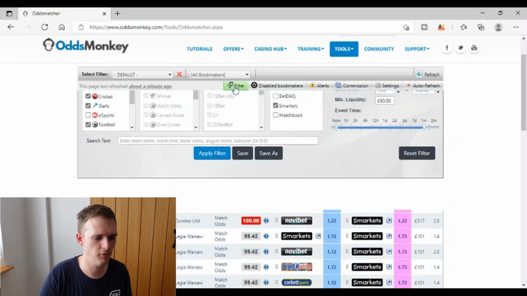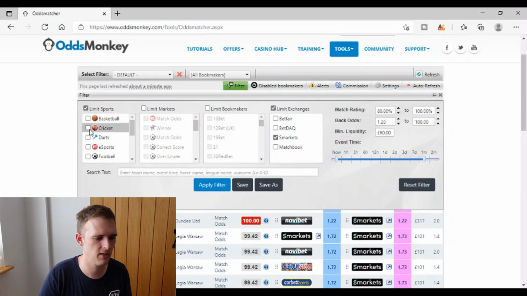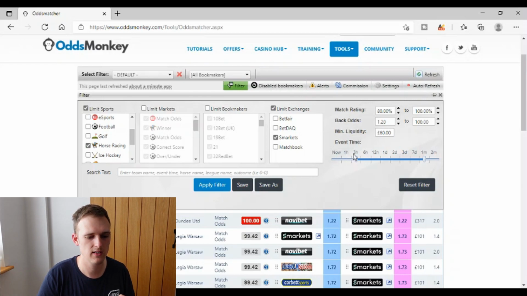So if we go to filter and then select limit sports and just select horse racing and then select 3 hours before the start of the race. So we don't want matches on this timeline here. We don't want any horse races that are starting within the next few minutes because the odds are going to be moving like crazy. And even an hour before, sometimes they can be moving quickly. But 3 hours is a minimum there.